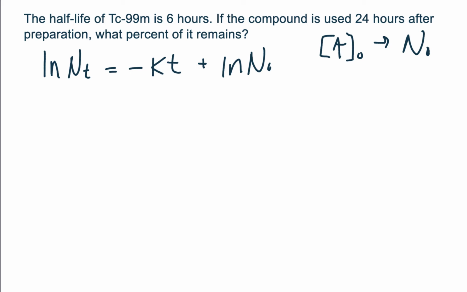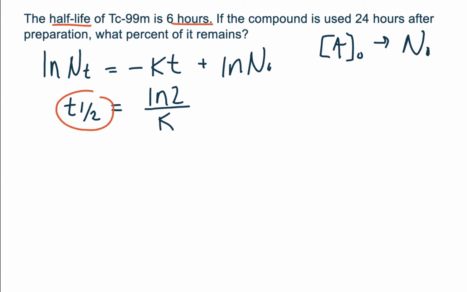So the only thing we've done is substitute a different variable, and the other first-order rate law equation that we are familiar with is that the half-life is equal to the natural log of 2 over the rate constant. All right, so let's take a look at our question. We have a half-life, so that's this, and we have 24 hours, so we know that's time t.